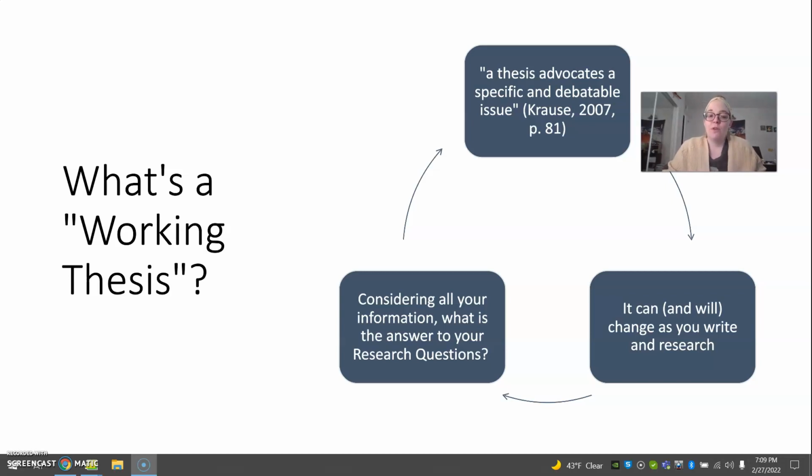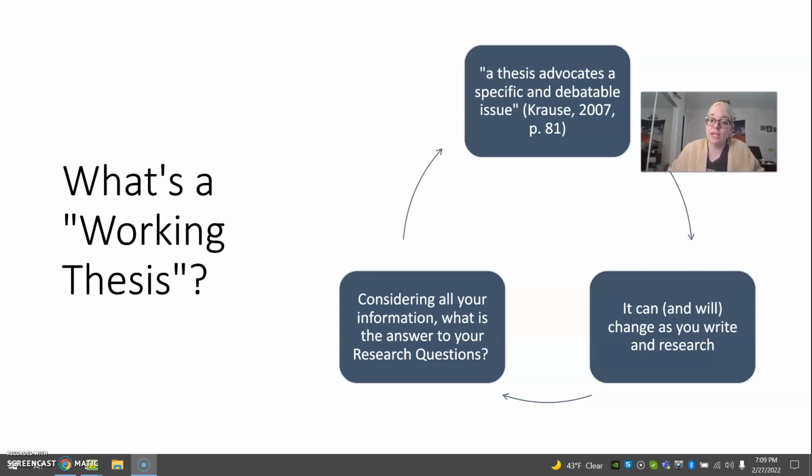Some other ideas with a working thesis is that it can and will change as you write your research paper. What you write in our discussion board this week, I'll give you some feedback, and you'll get feedback from other classmates. And as you get your primary research results and start thinking about how all of your sources fit together, you might change what you believe about this community. And that's okay. It will change. That's just the process of writing and doing research.